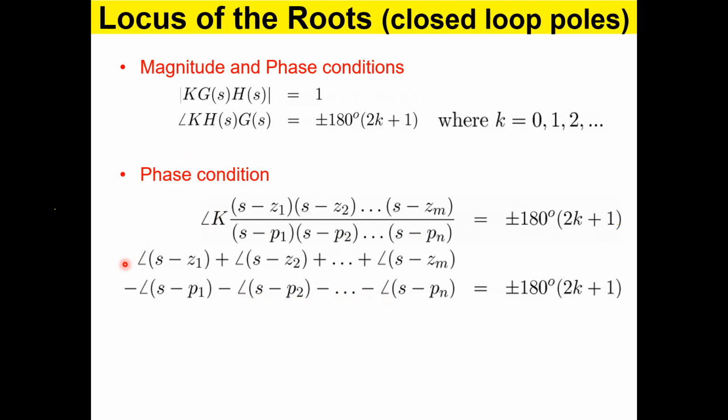K is not there, as I said, because K is a real number, right? K is a real number. And K is positive as well. So therefore, phase is 0. It doesn't come over here. Any questions so far? Okay. So far, so good. So let's move forward.